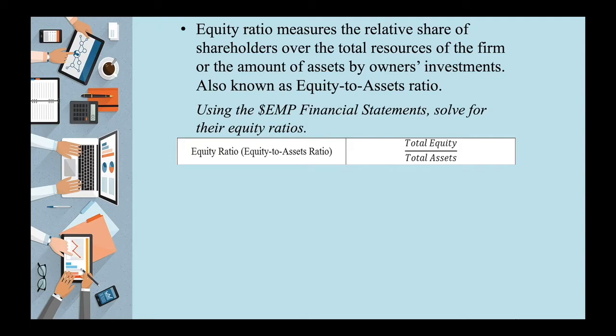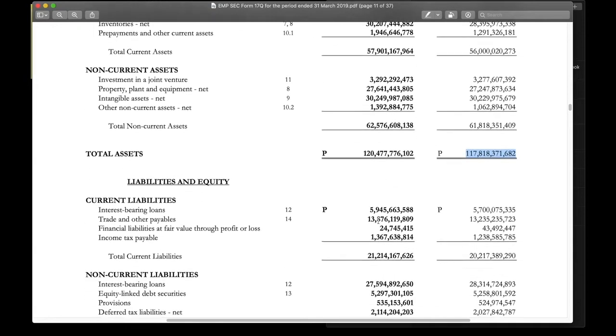Next, we have the equity ratio. So, equity ratio measures the relative share of shareholders over the total resources of the firm or the amount of assets by owners' investments, also known as equity to assets ratio. So, ito yung kung gaano kalaki yung share ng owner sa total na value ng firm. Formula, total equity over total asset. So, solve natin yung equity ratio. Total equity over total asset.